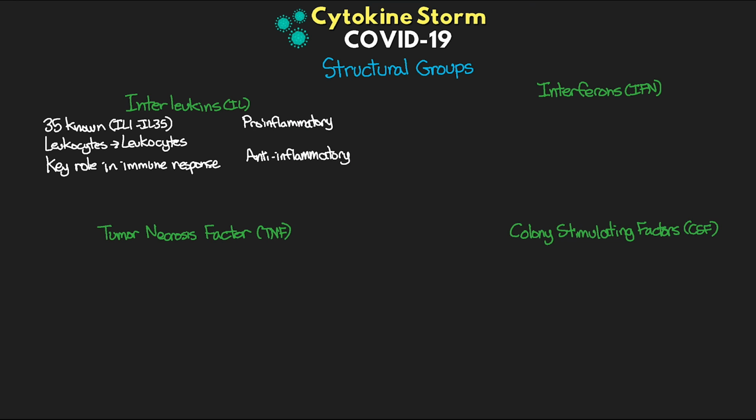So just some examples of our pro-inflammatory cytokines would be our interleukin-1 alpha, interleukin-1 beta, interleukin-6, and interleukin-8. And interleukin-6 is actually one of our key mediators of cytokine storm here. Now, examples of our anti-inflammatory ones are going to be interleukin-4, interleukin-10, and interleukin-13.